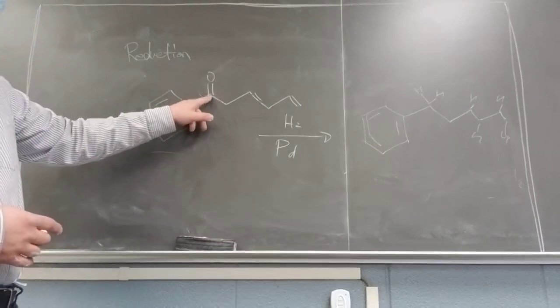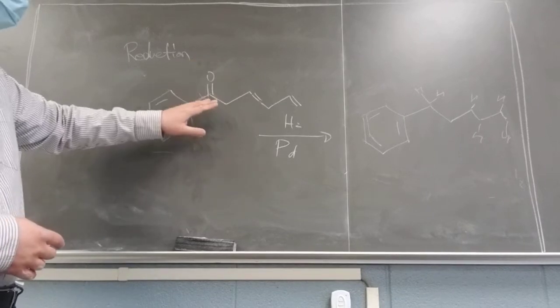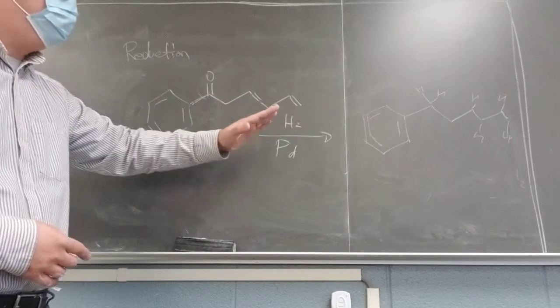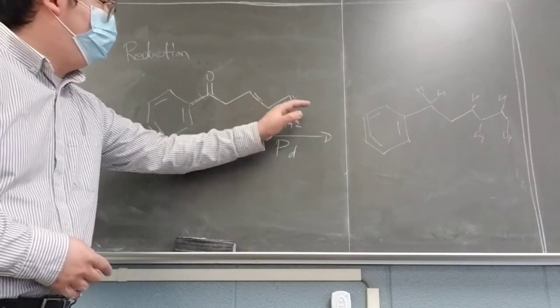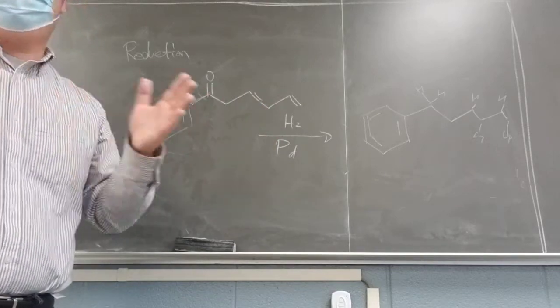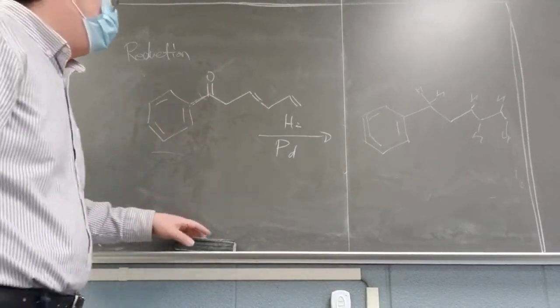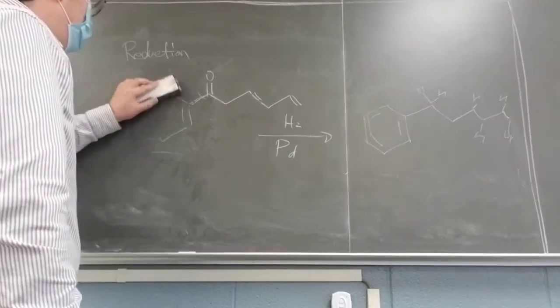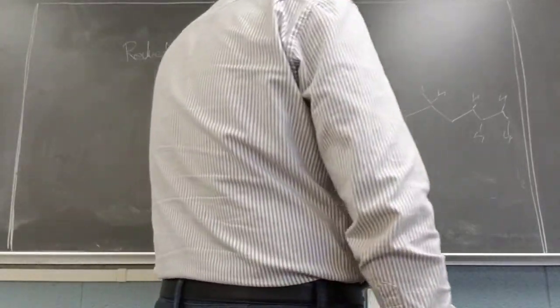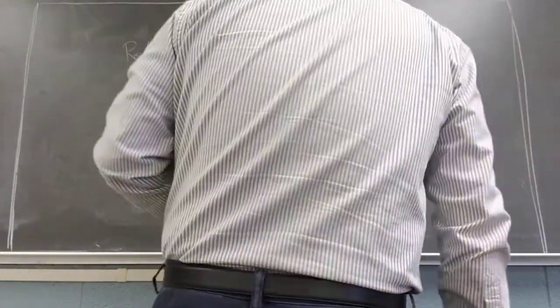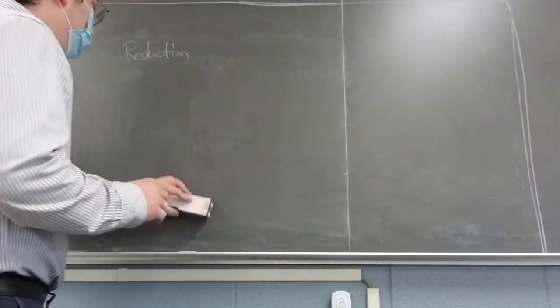So this is a benzylic position reduced. If it's not, it will not be reduced. The double bond on the alkyl side is always reduced. It's very easy to actually reduce. And then just one more thing. Okay, I'll do one more thing.